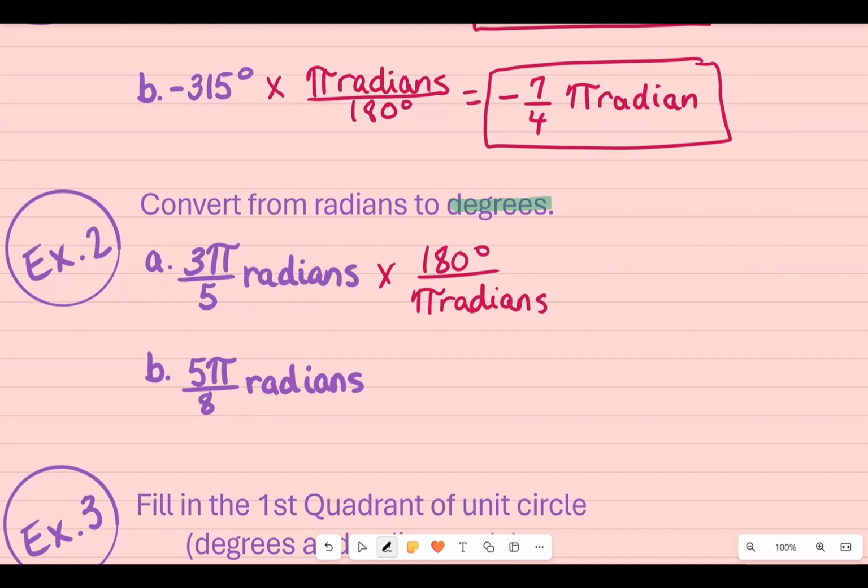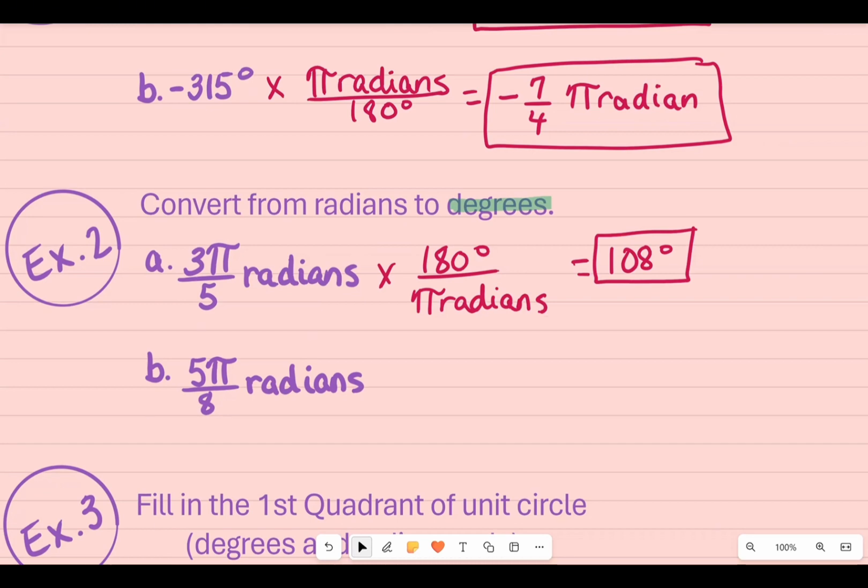Here, I could do the same thing. I could cross simplify, or I would simply just multiply across. So I have 3 times 180 degrees, and I'm going to divide all of that by 5, or whatever is given. So once I simplify that one, I'm going to end up with 108 degrees. Remember, my final answer should be degrees per my directions.